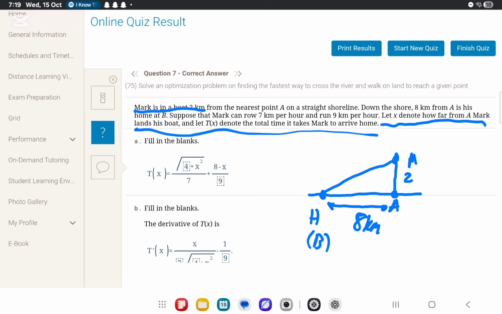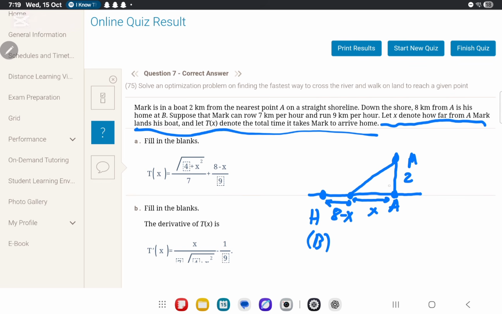Mark is in a boat 2 kilometers from the nearest point A on a straight shoreline. X denotes how far from A Mark lands his boat. Oh, okay. So Mark could land his boat here, for example, and this is X. So what would this be? This would be 8 minus X, because the whole thing was 8. If this is X, this is going to be 8 minus X.